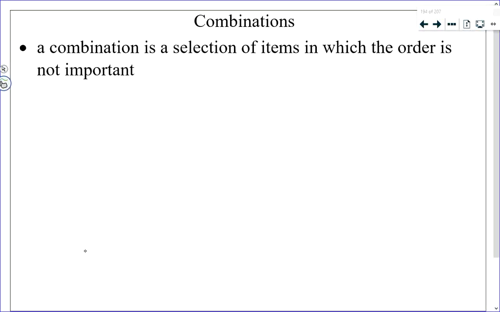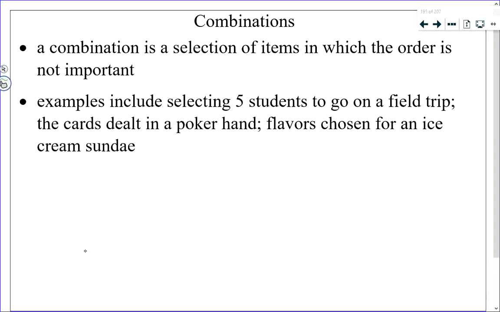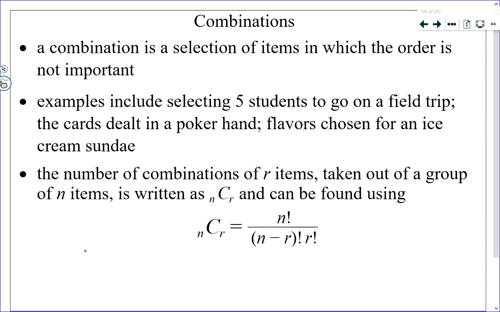Combinations. Well, a combination differs from a permutation because order is unimportant. So selecting students to go on a trip, dealing cards in a poker hand, flavors of ice cream, or rather flavors for a topping that you're going to put on an ice cream. These are all combinations. The number of combinations also has a formula. We write it as nCr, and it's equal to n factorial over n minus r factorial times r factorial also on the bottom. So that r factorial on the bottom is new. It's not there with a permutation, but with a combination we have that extra r factorial.